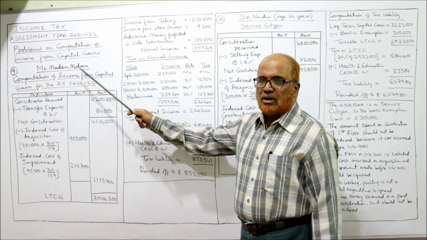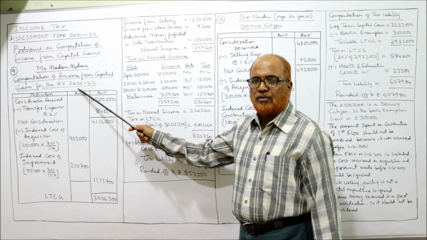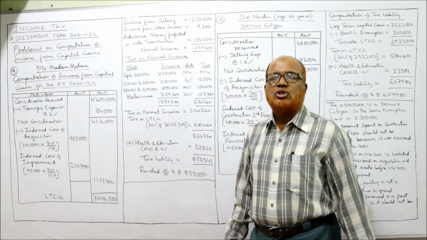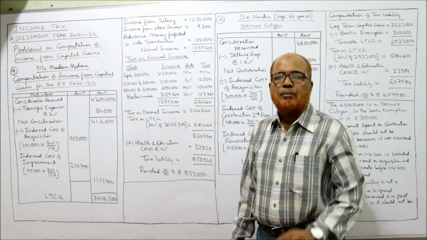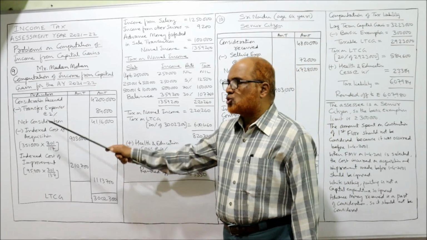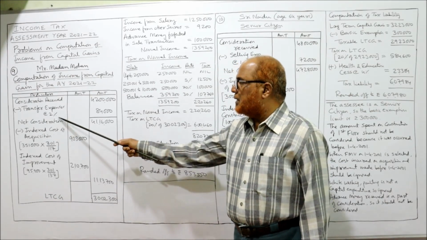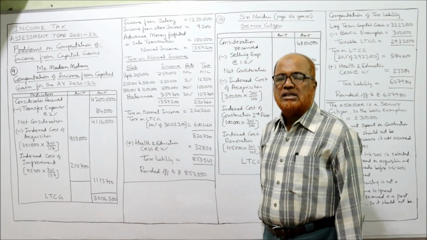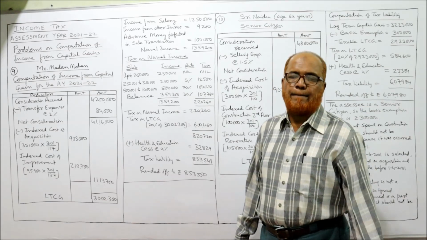See here, Mr. Madan Mohan, computation of income from capital gain for the assessment year 21-22. Consideration received is 42 lakh, given in the problem. The property was sold for 42 lakh. Minus transfer expenses 2%, which is given. The 2% of 42 lakh is 84,000. Deduct 84,000, 41,16,000 is the net consideration.